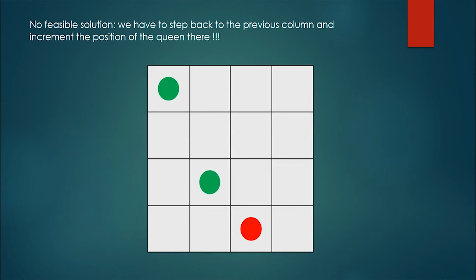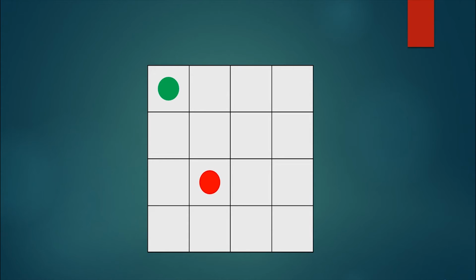So there aren't any feasible solutions, so we have to step back, this is what we call backtracking, to the previous column and increment the position of the queen there. So we came to the conclusion that this position is not good, so we have to increment it. And this is a valid solution because the first queen cannot attack it, so we consider it done and start again with the third queen. We see that this solution is not good because the first queen can attack it, so we increment, and this situation seems good so far.